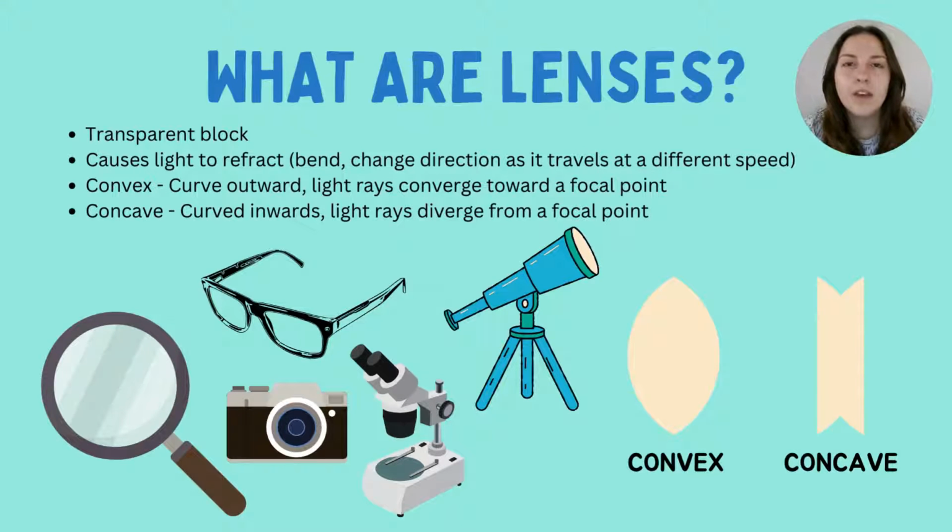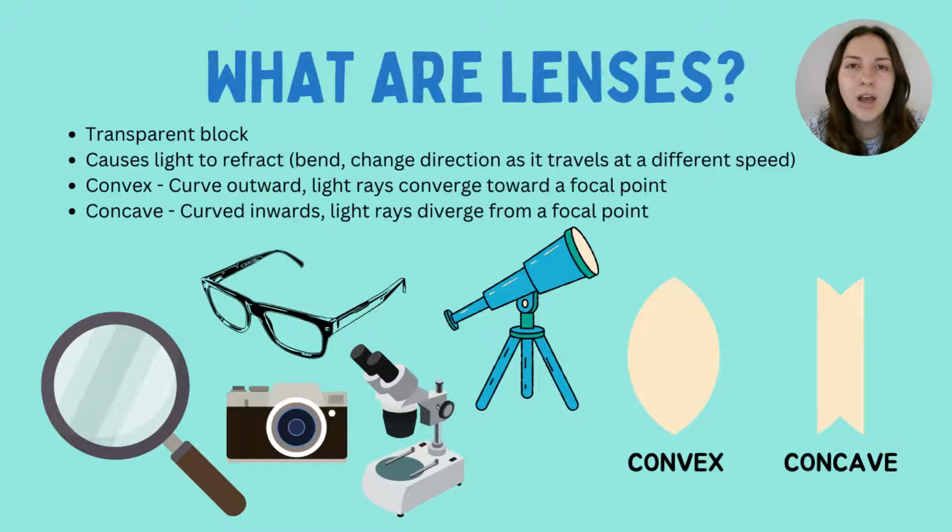But they do this because of the idea of refraction. And that just means light bending due to a different medium. As it travels through a different medium, say it's traveling through air and then it moves into glass like this transparent block or this lens, the light actually changes speed and it starts to refract and bend. And we're going to explore this idea in this video.